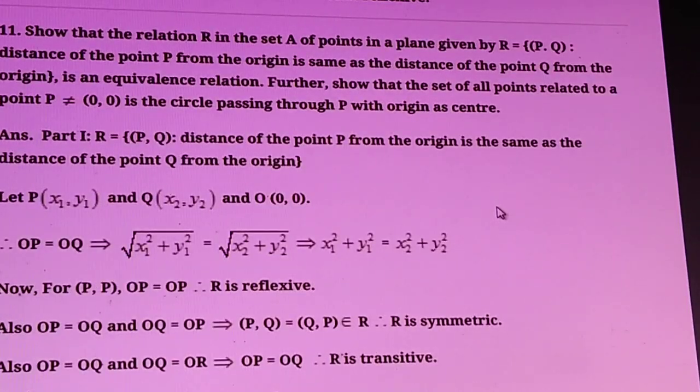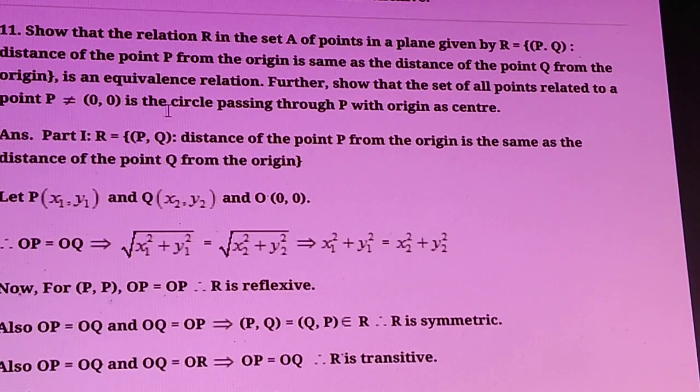11th question. Show that the relation R in a set A of points in a plane, given by R equal to (P, Q) such that the distance of point P from the origin is the same as the distance of point Q from the origin, is an equivalence relation. Further, show that the set of all points related to a point P not equal to (0, 0) is the circle passing through P with the origin as center.